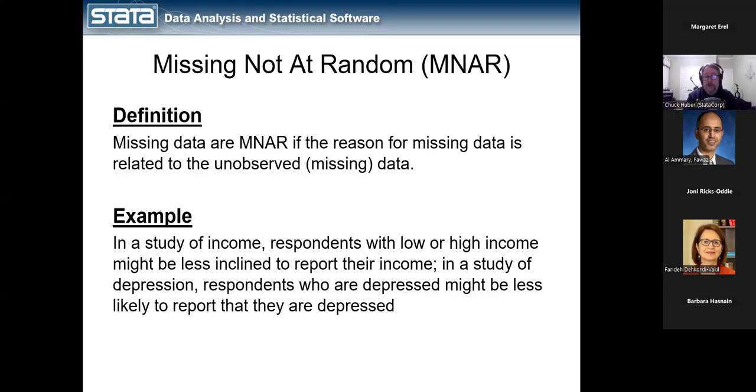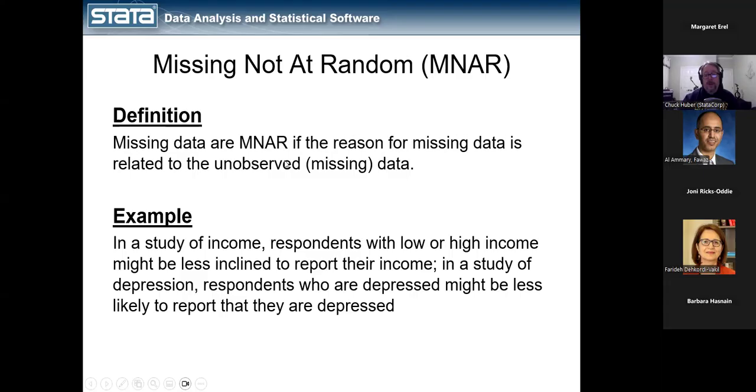Another example is in a study of depression. People who are very depressed may be less likely to actually report that they're depressed. And so we might be missing depression responses because someone is very depressed. It's related to the missing data itself. And that's a big problem that we're not going to discuss here. There are ways of dealing with data that are missing not at random, but that's not a topic for today.